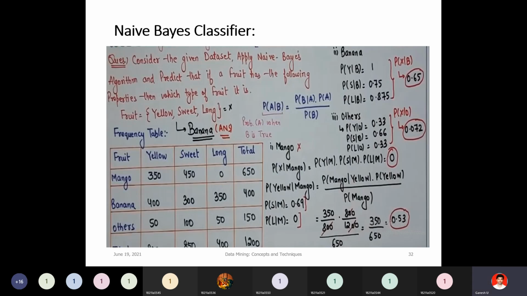Then P of X by mango. Here we have to multiply, we have to find out all these. First you have to find out P of yellow by mango. So what is P of yellow by mango? Here you have to use the Bayes theorem formula. P of A by B equal to P of B by A into P of A by P of B. So this formula you have to use. P of yellow by mango equal to P of mango by yellow into P of yellow by P of mango.